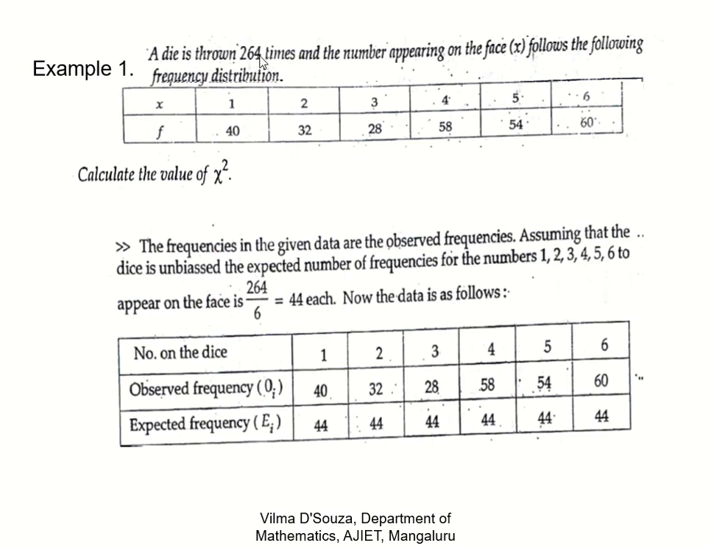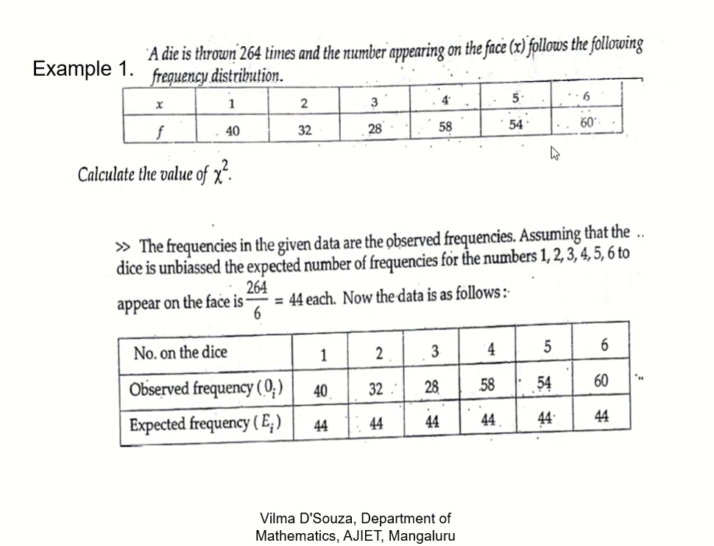So if the die is thrown 264 times, how many times can you expect the number 1? 1 by 6 into 264, right? Similarly, how many times can you expect number 2? 1 by 6 into the number of throws. So 44 times each. You are assuming that the die is unbiased. So the expected frequency for the numbers 1, 2, 3, 4, 5, 6 is 44 each.